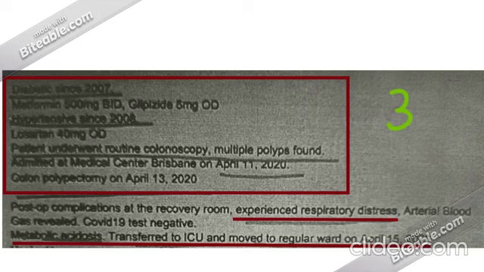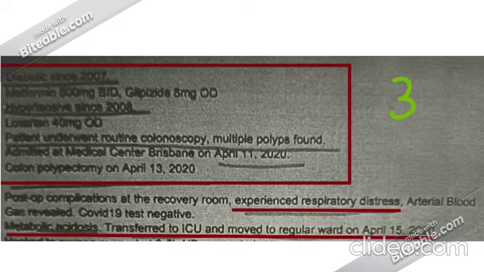Then we will come to the main point, that is the content of our present medical history paragraph. Here it is given: patient underwent routine colonoscopy, multiple polyps found. Admitted at the medical center, Brisbane on April 11, 2020. Colon polypectomy on April 13, 2020. So here they have given that the patient underwent colonoscopy on April 11, 2020. This is routine, in which multiple polyps were found, and she got admitted to the hospital. And after 2 days, she underwent colon polypectomy. So this is the starting point of our present medical history paragraph.